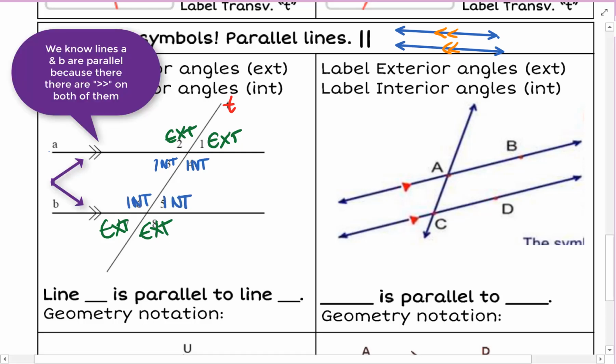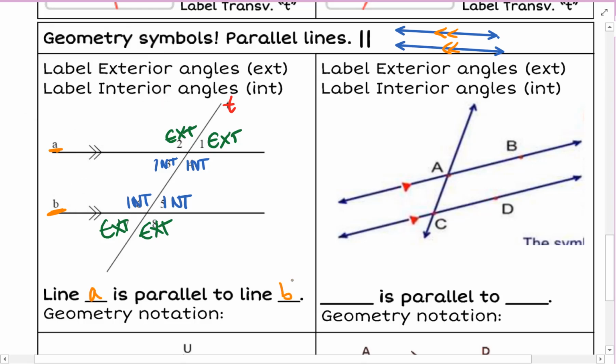Line A is parallel to line B. So let's fill it in. Line A is parallel to line B. Now we have some new notation. A parallel to line B.